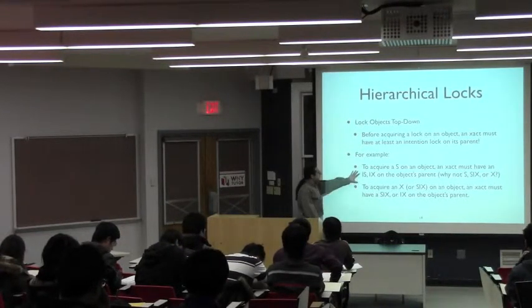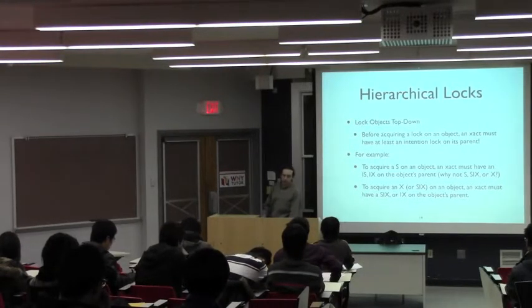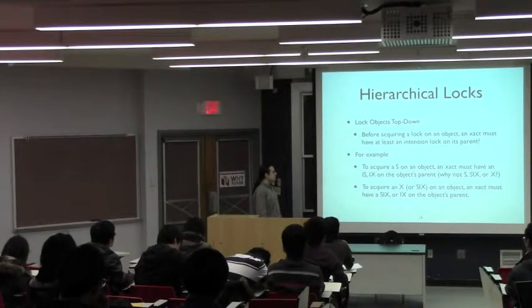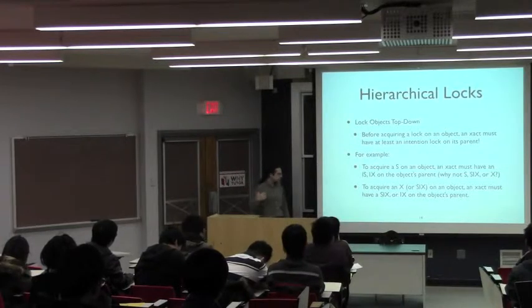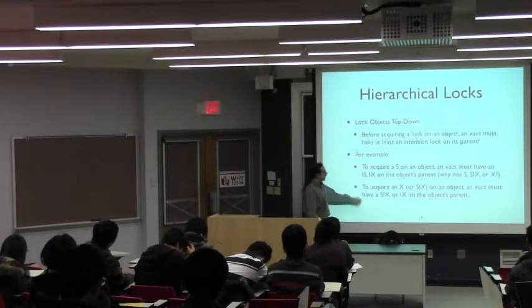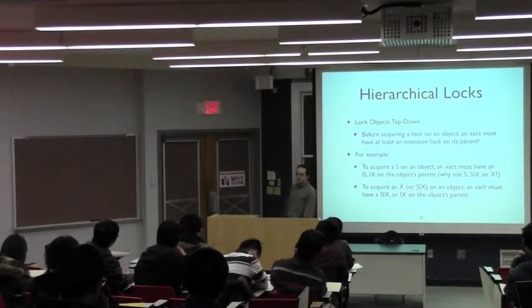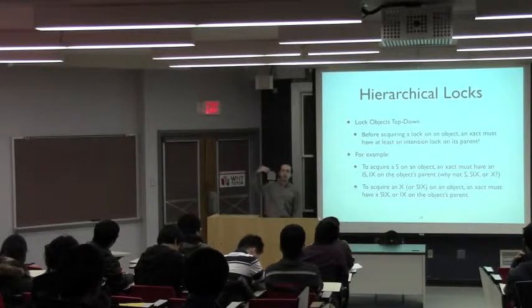So loosely speaking, in order to grab a shared lock on an object, a transaction must have either an intent to share or an intent to exclusive lock on the object's parent. And in order to acquire an exclusive lock, the transaction must have previously acquired an intent to exclusive lock on its parent.